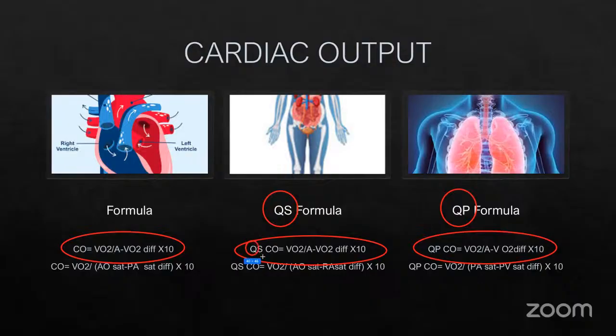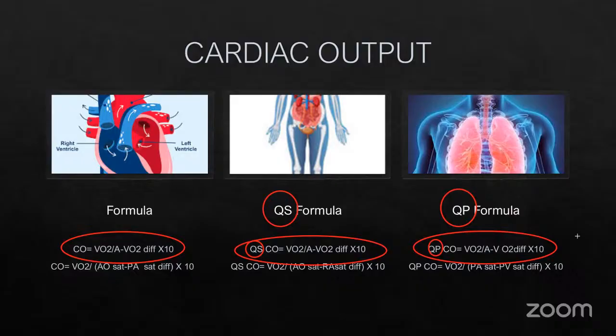I just added QS so you can identify which one is which, so you know which saturations and which oxygenation information to use. Because for the systemic, I'm not going to use anything inside of the heart except for RA if I don't have any information, but I'm going to get the blood samples outside of the heart, AO and mixed venous.